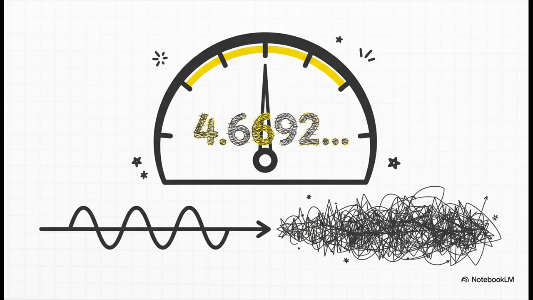And this is where our number, 4.6692, makes its grand entrance. It's not just some bystander watching the chaos unfold, it's the universal rulebook for that journey. It predicts the exact ratio for how much you need to turn the tap to get from one doubling to the next. It's literally the speed limit on the road to chaos.